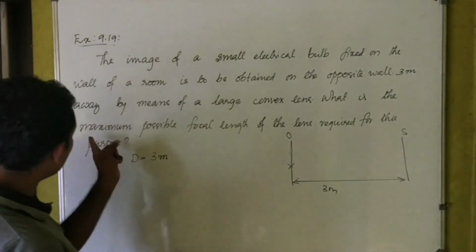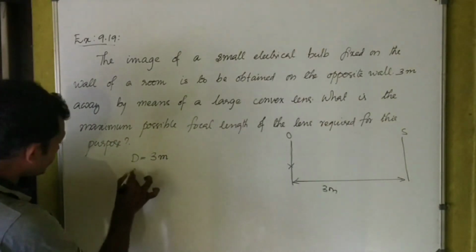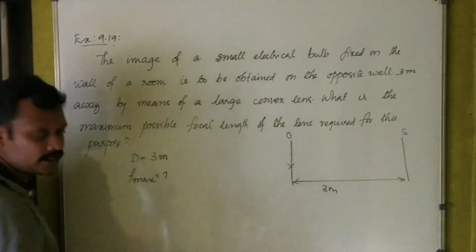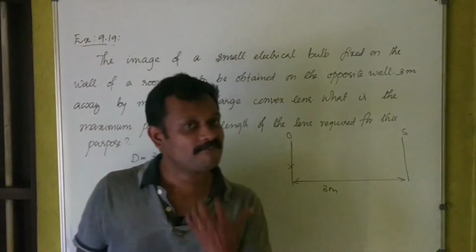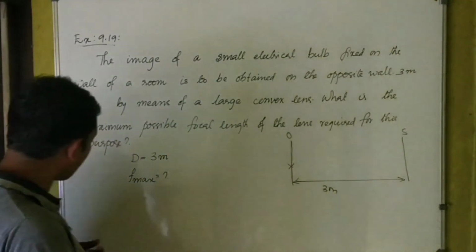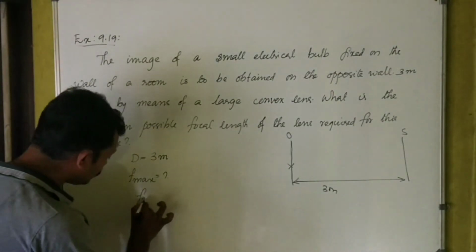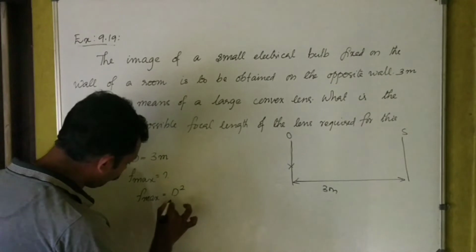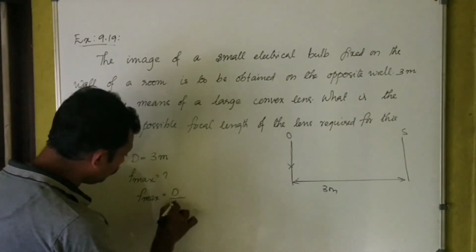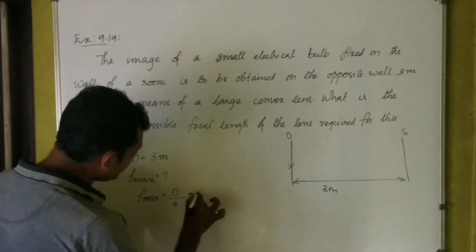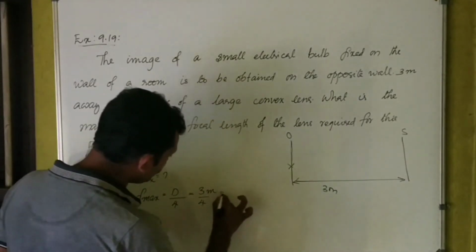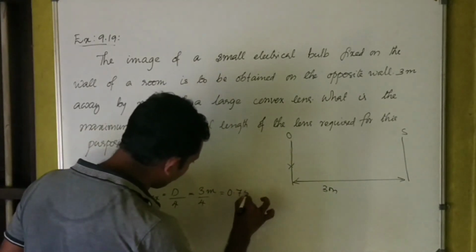What is the maximum possible focal length? So you are asked to find out f maximum. We have a direct method of solving this. We can find out f maximum very easily. f maximum is equal to D by 4. So D is 3 meter divided by 4. This is 0.75 meter.